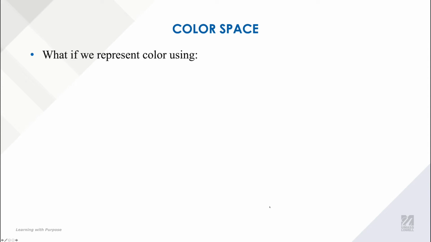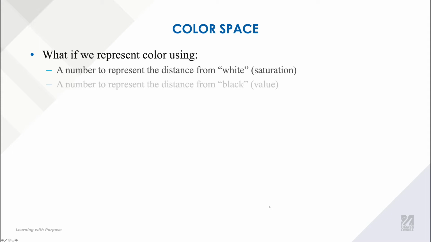So what if we represent color using a number to represent the distance from white in the pixel? This would be called saturation typically. A number to represent the distance from black, which is typically called value. And note that you could put white and black on the same axis, two parts of the same axis, but then what do you do with all the colors in between? So instead we're just going to pull out all the black and all the white separately. And then what's left is what we typically call hue. So the number that remains is called hue.